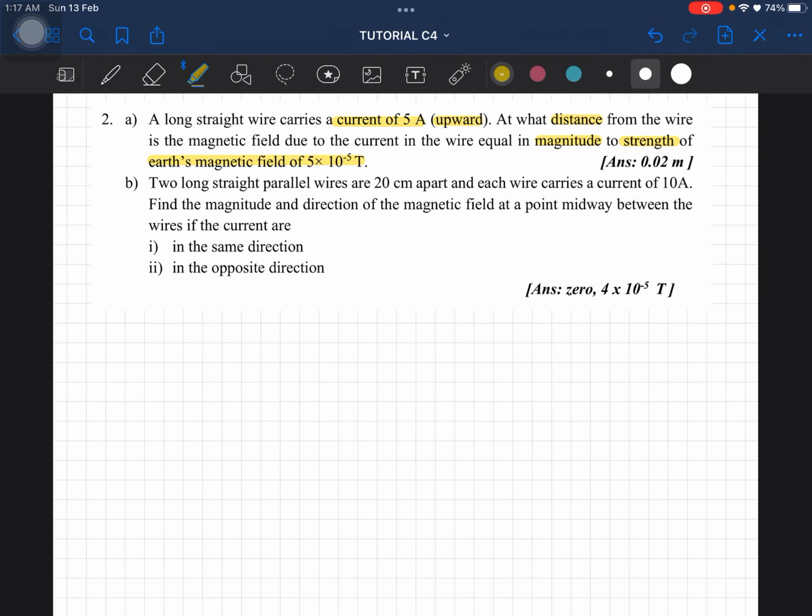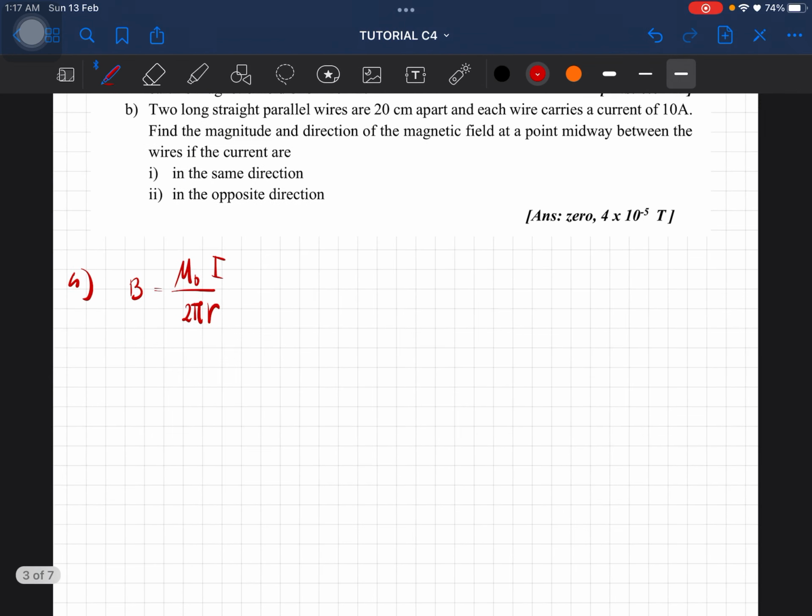Okay, so this is on a long straight wire. So remember the formula for a long straight wire is mu naught I over 2 pi r. This is to calculate the magnetic flux. Okay, so I is given as 5 ampere and magnetic flux is given as 5 times 10 negative 5 Tesla.